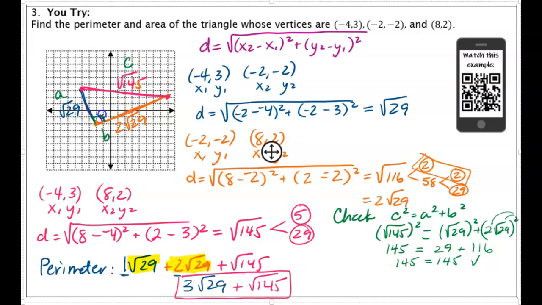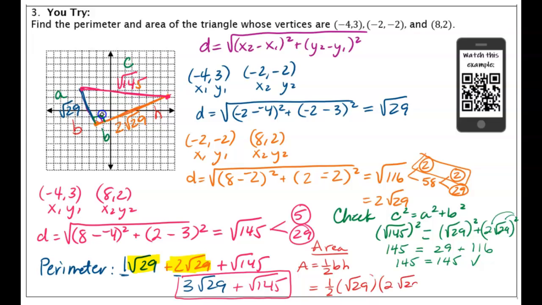Now we can actually figure out our area, and I've kind of run out of room here. So to find the area, I'm going to just try to squeeze it right here. Remember, the formula is 1/2 base times height. Now that we know this is a right triangle, I can say that either of the two legs is the base or the height. It really doesn't matter. So I'm going to say that the square root of 29 is the base and 2 square root 29 is the height. So for the area, we would do 1/2 times the base, which we're saying is the square root of 29, times the height, which is 2 square root 29.